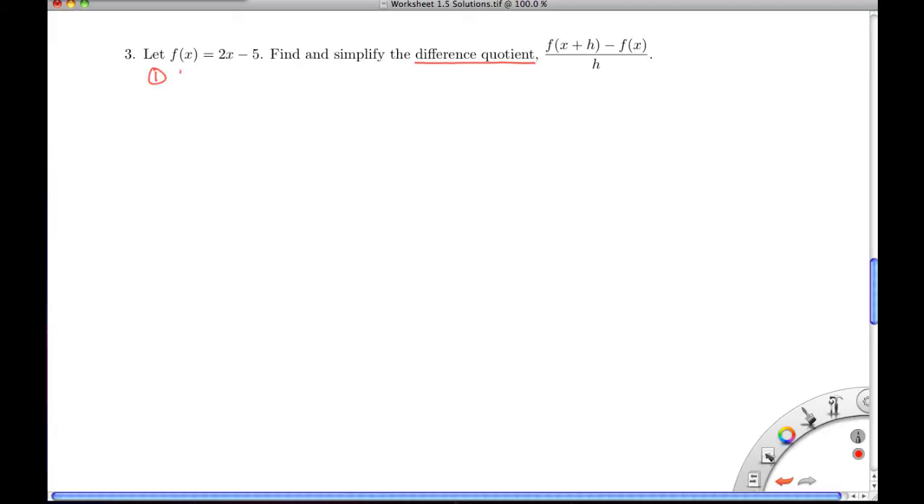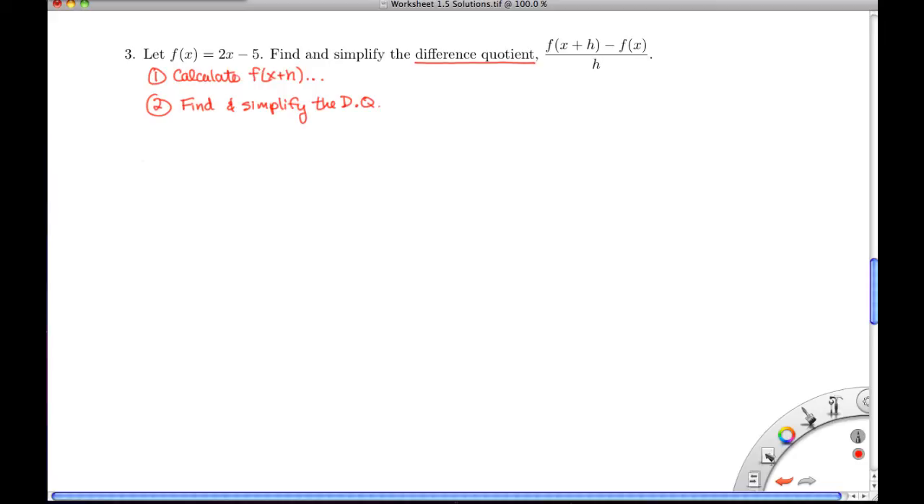First, go ahead and calculate the term f of x plus h. We did that on a previous worksheet, but it's just evaluating the function. So we'll go ahead and do that first. Once we get the f of x plus h, we can go ahead and use that definition to find and simplify the difference quotient, which I'm just going to abbreviate as DQ. All right, so those are the two things that we're going to want to do. All right, so let's go ahead and try this out.